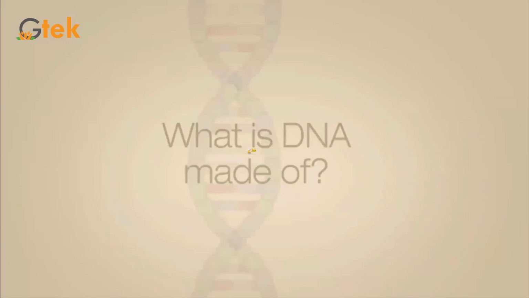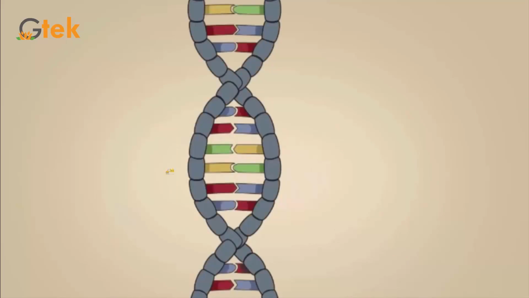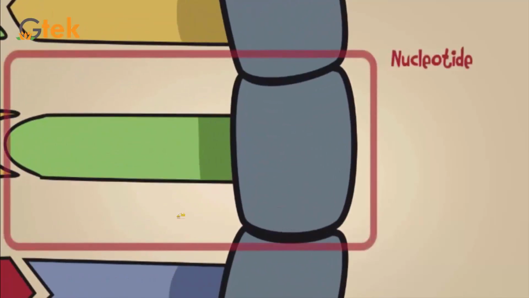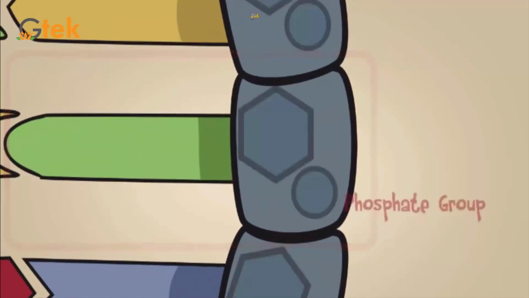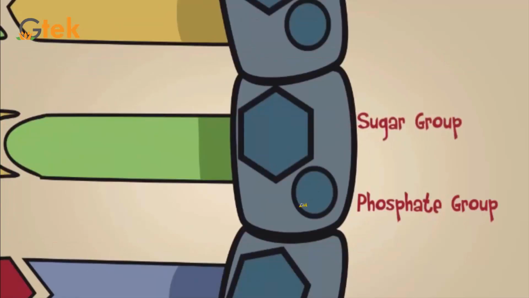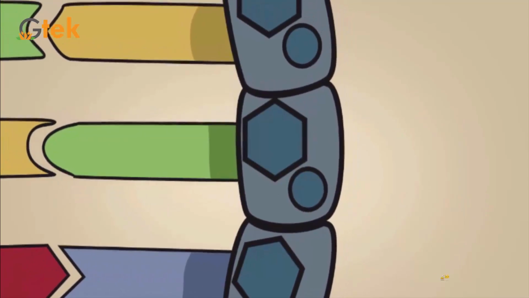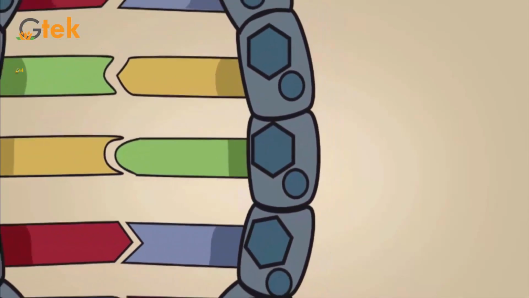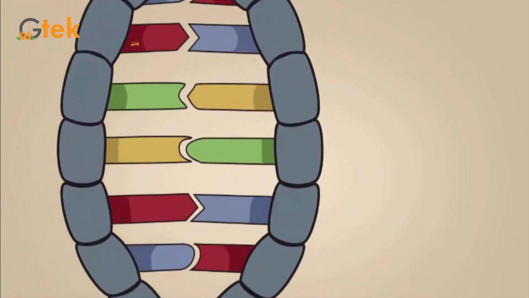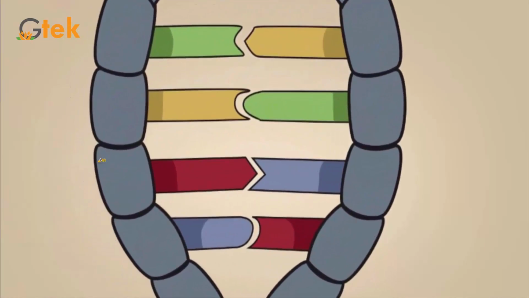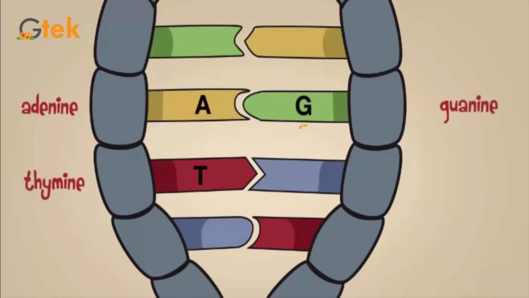What is DNA made of? Here you can see the DNA, and this portion is called a nucleotide. It has a phosphate group and a sugar group, and this is called a nitrogen base. It also consists of the instructions, that is ATGC. Here A is adenine, T is thymine, G is guanine, and C is cytosine. This is nothing but the instruction of DNA.